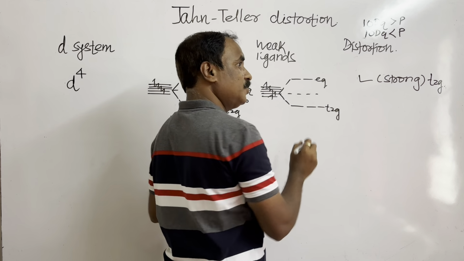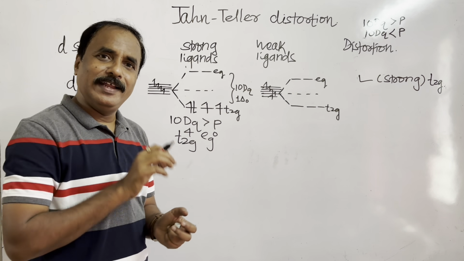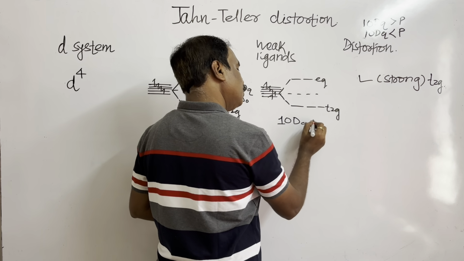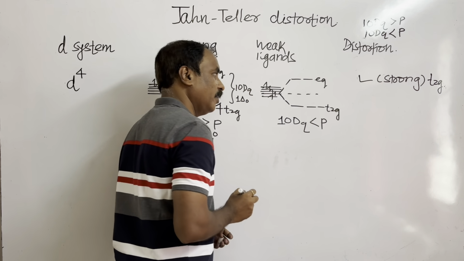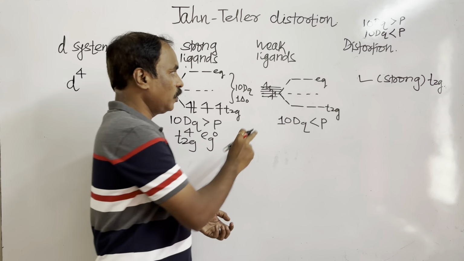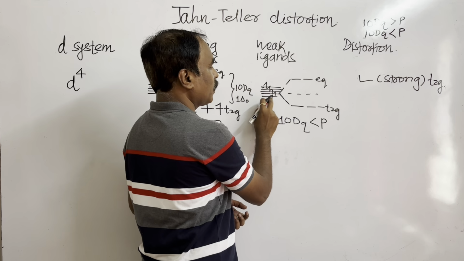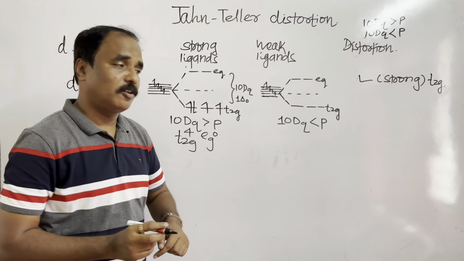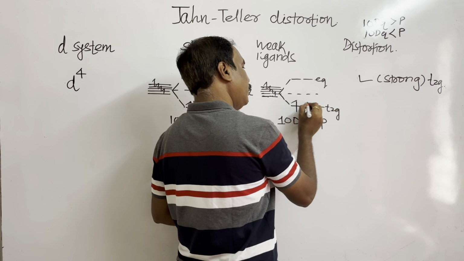And we know that when there is attack of weak ligands, splitting is less. That is, 10 Dq is less than pairing energy. यहाँ पर pairing के लिए energy ज़्यादा लगती है. So total number of electrons are what? 4 electrons. After splitting of d atomic orbitals, compulsorily 3 electrons will enter in T2G.